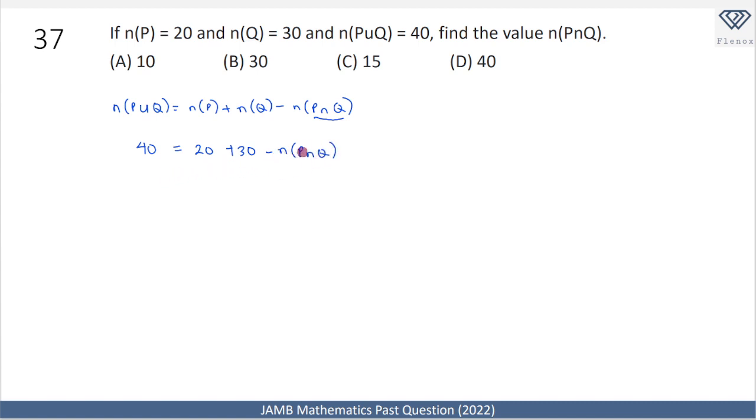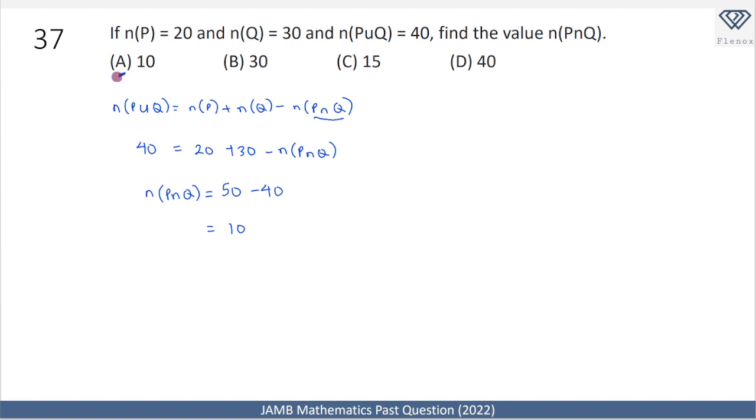Now we can bring this to the other side. So we have n of p intersect q equals 20 plus 30, which is 50. Then we can bring this 40 to the other side, so we have minus 40, and that is equal to 10. So the correct option to this is A.